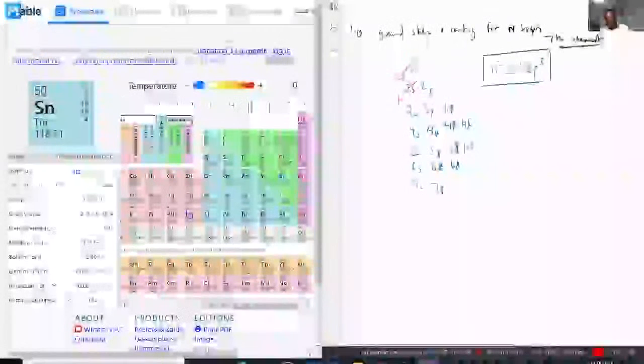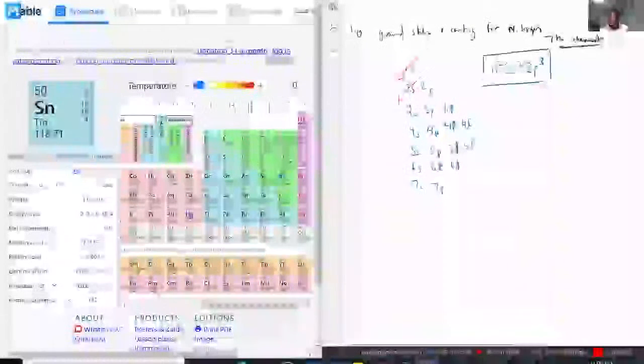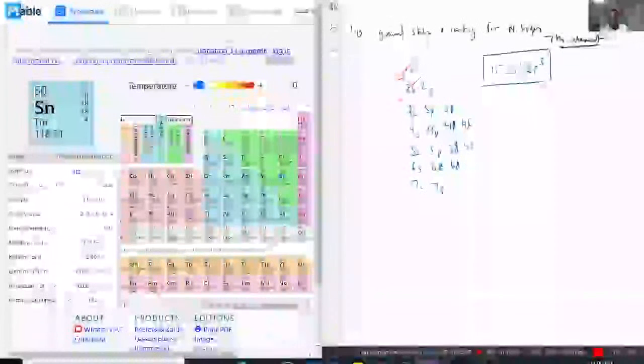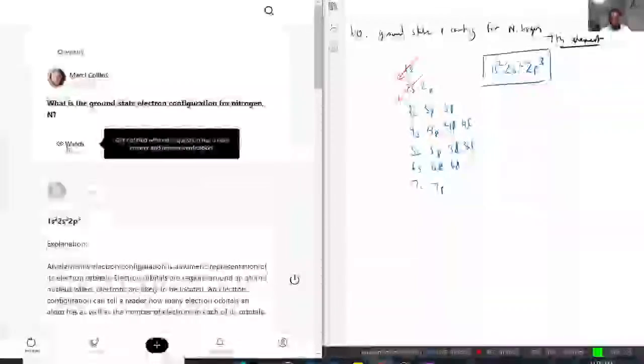So with that, let me just slowly go over to what my colleague said. As I said, we have 1s2, 2s2, 2p3, just like how I've written there. But if we go back to here, as it should now have loaded for you, just as how my colleague got, it's 1s2, 2s2, 2p3.